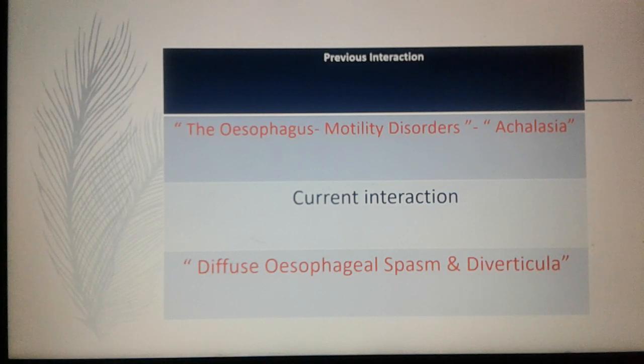And the last interaction, just to remind all of you, we have studied the motility disorders, especially about the achalasia. And in this interaction, let's start with the other possible disorders.